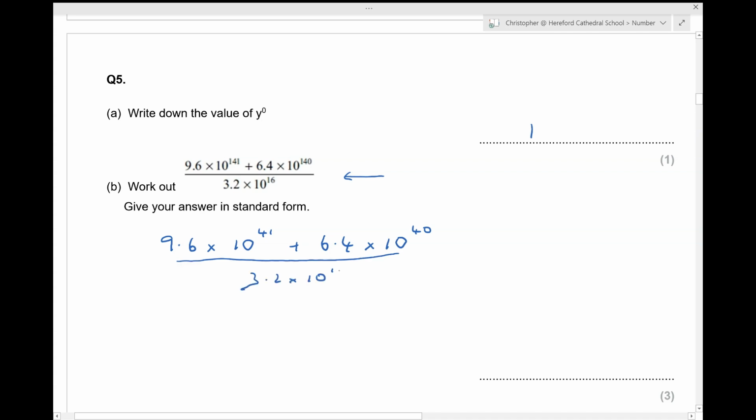Now, if you put that into your calculator, you'll get the answer 3.2 times 10 to the power of 25. So the answer to this question is 3.2 times 10 to the power of 125. Just put that power of 100 back in.